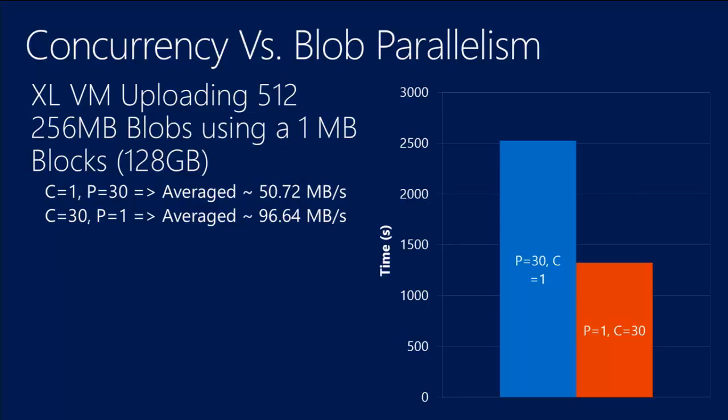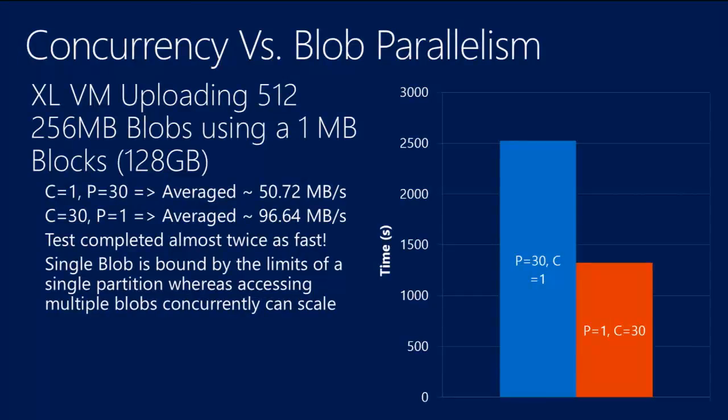The single blob is always going to be bound by that single partition, a single server. So you may peak above this 50 megabytes a second, but you're never going to hit the full gigabit a second.